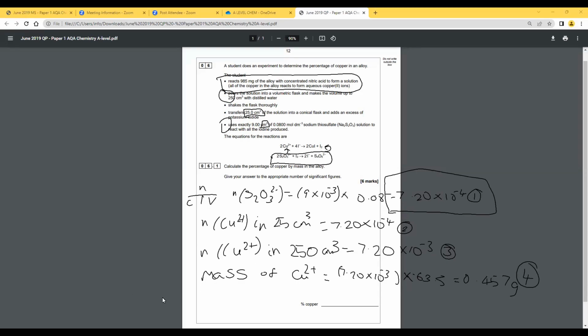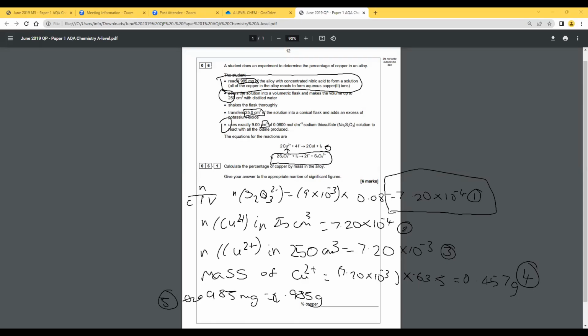Now, the fifth mark we can get by either converting the grams into milligrams or converting the milligrams into grams, because we were given the mass of the alloy in milligrams. I'm going to convert it into grams. So that is just 985 mg is equal to 0.985 grams. And so that's our fifth mark.